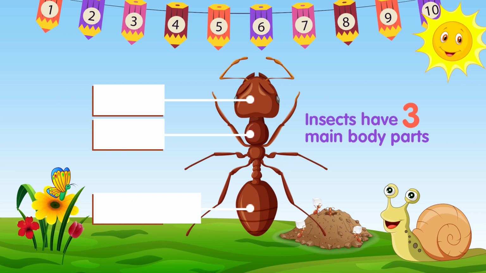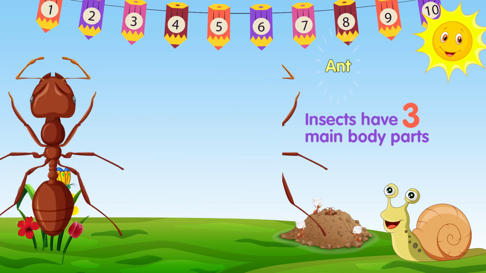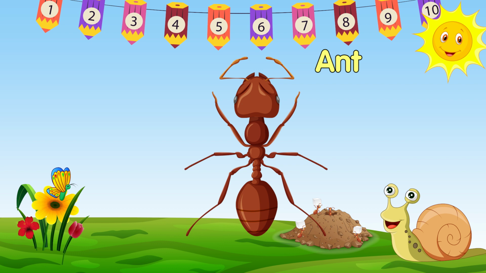Can we do it one more time? The head, let me see you touch your head. You want to be an insect. The thorax is the middle part of an insect. So usually I feel like the chest. And then the abdomen is the insect tummy. Now let's look at a picture of an ant.